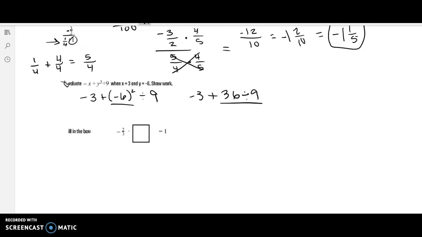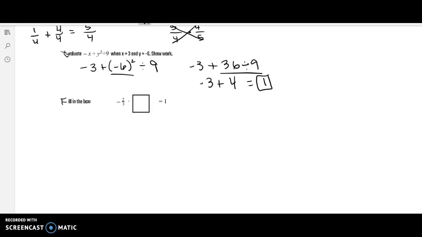36 divided by 9 gives us 4 plus negative 3. These are different signs, so when we are adding, we're actually subtracting. So negative, nope, not negative, sorry. Positive 1 would be our answer because 4 minus 3 is 1.